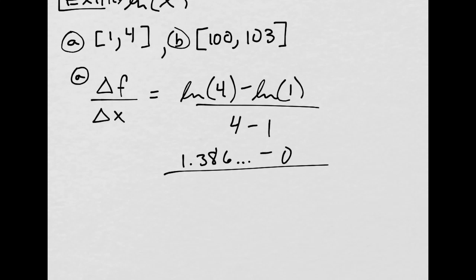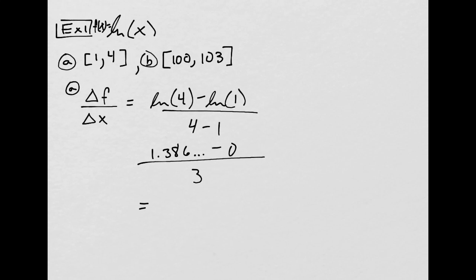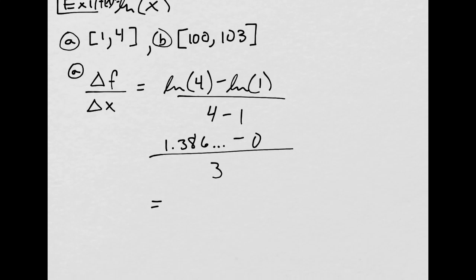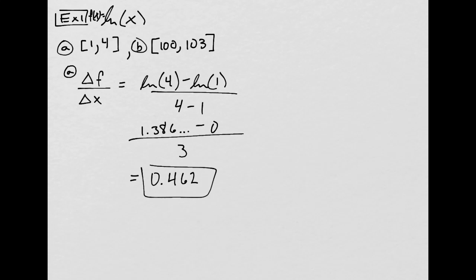And then 4 minus 1, that's 3. So I'll just write down 3. So I have this stuff, and I'm dividing it by 3. So I'm doing that in my calculator as well. Divide by 3. So the average rate of change of the natural log of x from 1 to 4 is 0.462. I didn't round here. I left it all in my calculator. I rounded to 3 decimal places here. So the average rate of change is that.